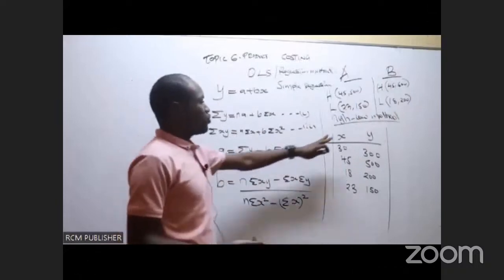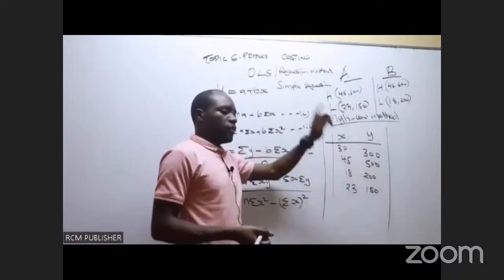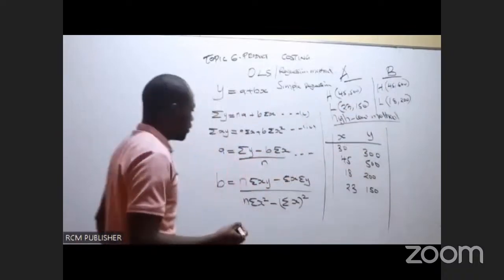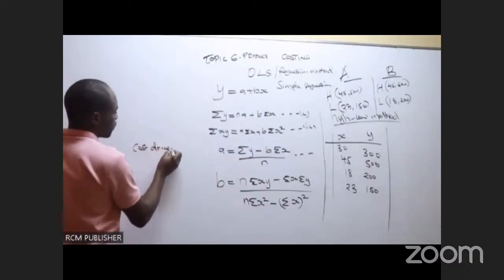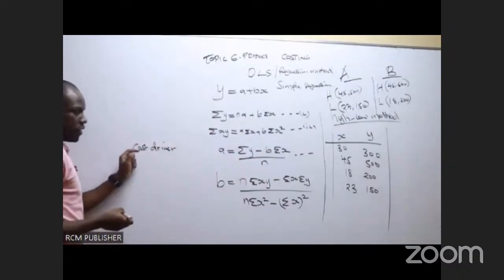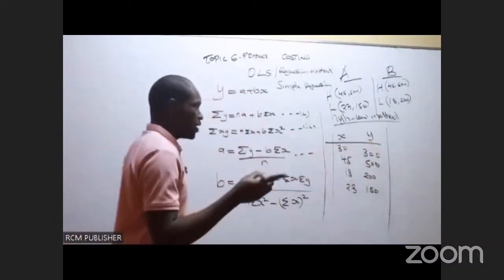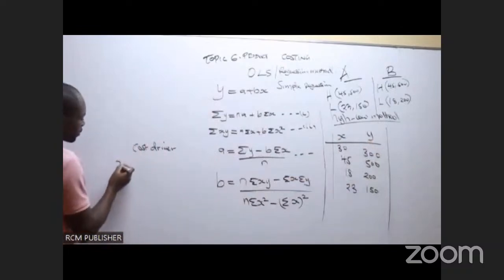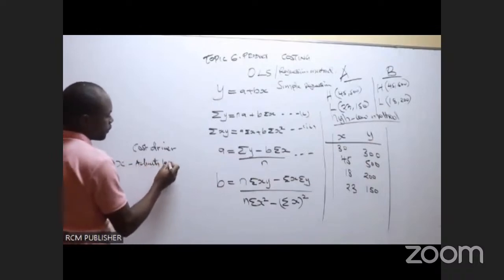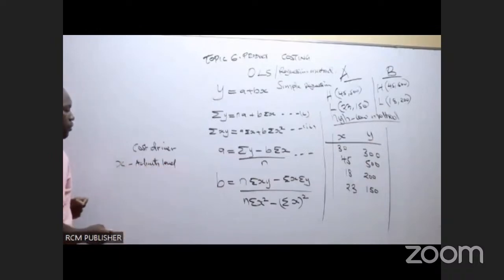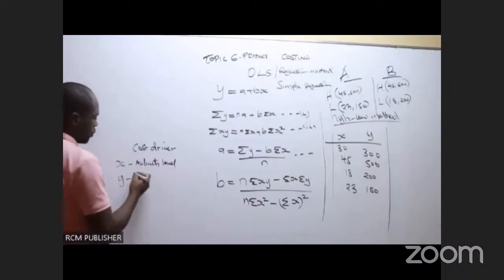Good. So when you're going to work out this using the high-low method, the first thing you need to identify is what we call the cost driver. In the exam, I believe you are not given X and Y, but you are supposed to identify X, whereby X is the activity level, and Y is the total cost.